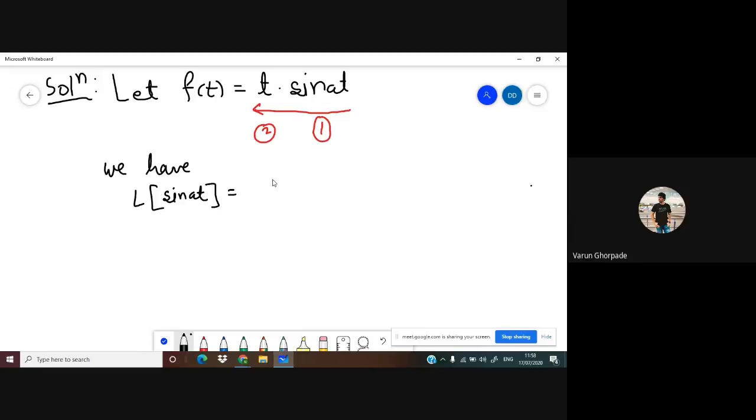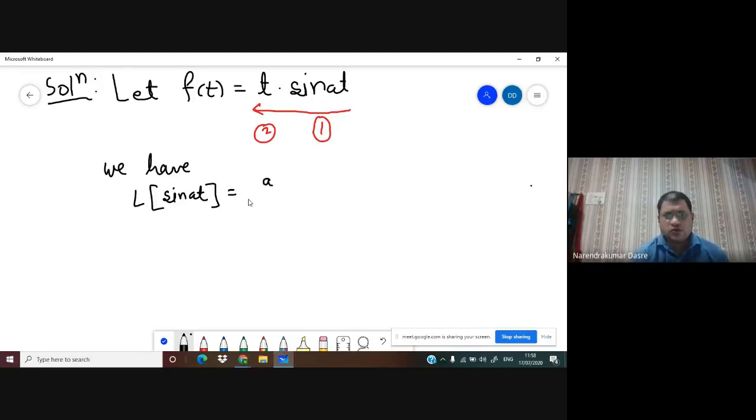It is a upon s square plus a square. Correct. So our first step is easily completed because we know the formula, and hence the Laplace transform of sin of at is equal to a upon s square plus a square. Now consider the Laplace transform of f of t. So f of t is what is given to you.